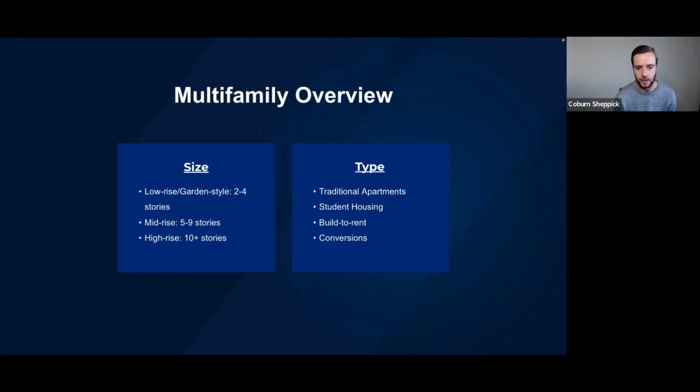And the last thing we'll talk about here is the size. So you've got low rise or garden style apartments. These are your 2 to 4 story buildings, which are a lot in the suburban or secondary markets. Mid-rise, 5 to 9 stories, high rise, 10 plus stories. And again, it goes back to where those buildings are located. If you go downtown or into your central business district, you'll see high-rise buildings, and you won't see high-rise buildings in the secondary markets. Why? Because they cost more to build, and there are fewer land restrictions, so developers can build out rather than up.